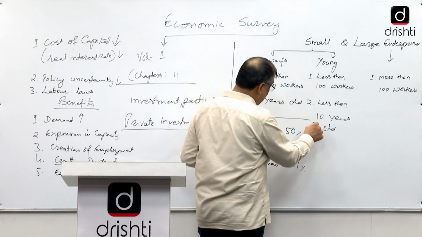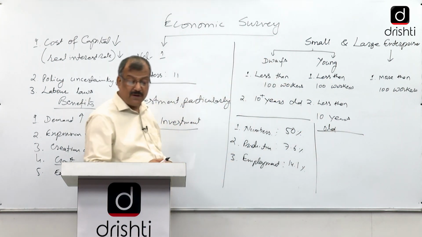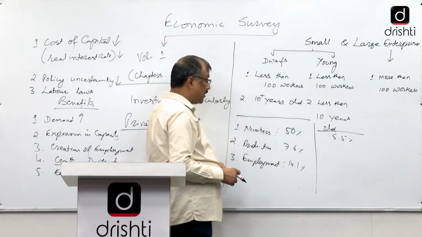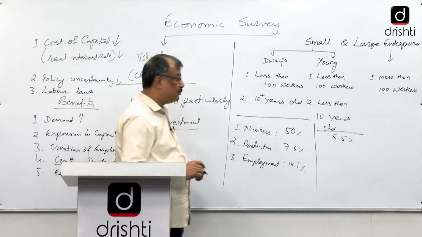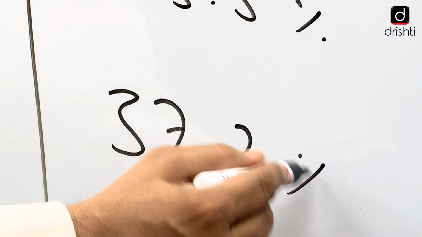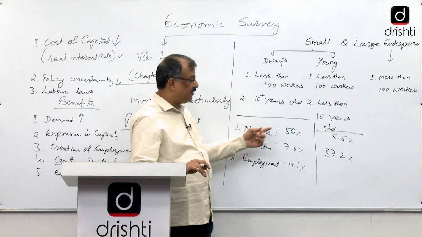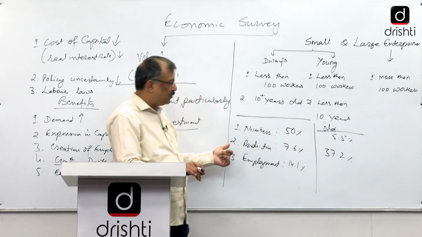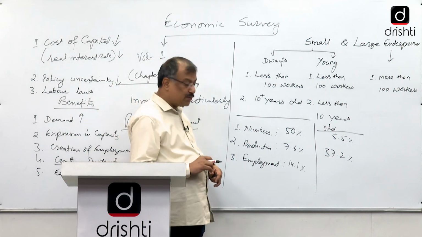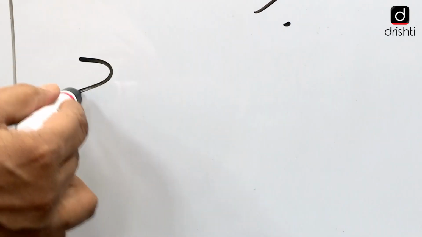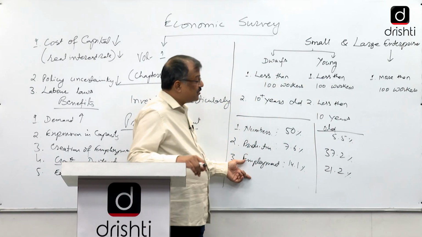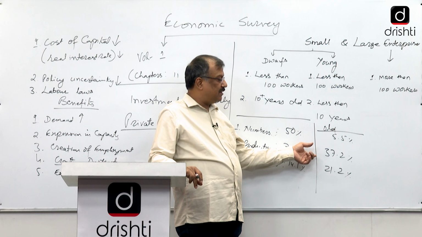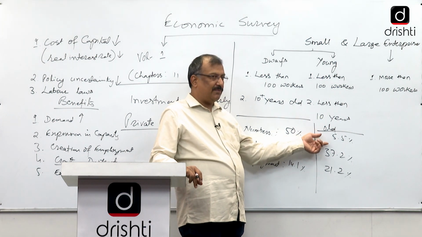Young enterprises, on the other hand, their number is only 5.5% among all the manufacturing enterprises. Their contribution in production is 37.2%. Dwarfs are 50% and contribute 7.6%. Young ones are 5.5% and contribute 37.2%. So the young ones are more productive, and the old ones are less productive. And their contribution in total employment in the manufacturing sector is 21.2%. So they contribute better to society through employment generation, and better to the economy through their value addition in the manufacturing sector, though their number is quite low.